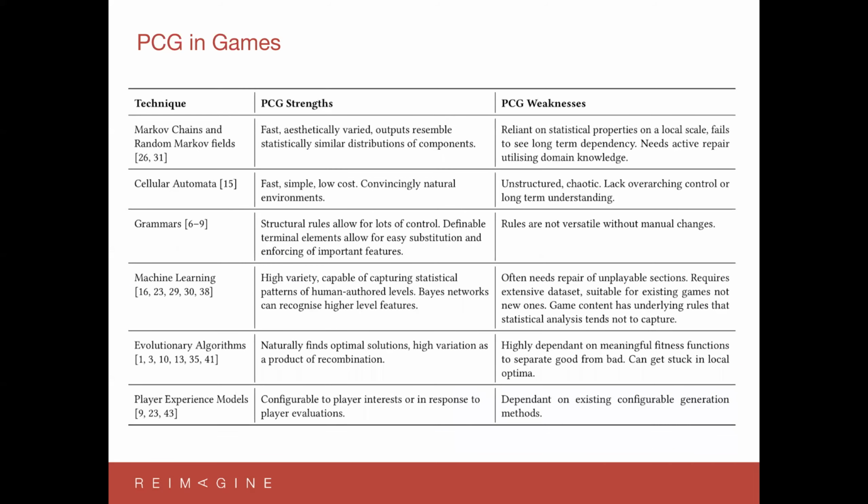Many different approaches have been used for procedural content generation in games, each with its own relative strengths and weaknesses. Our paper reviews the different approaches and presents a side-by-side comparison of the strengths and weaknesses, as you can see here. Many approaches have strengths that oppose the weaknesses of others, which suggests that a hybrid approach could effectively combine complementary techniques to minimize weaknesses.